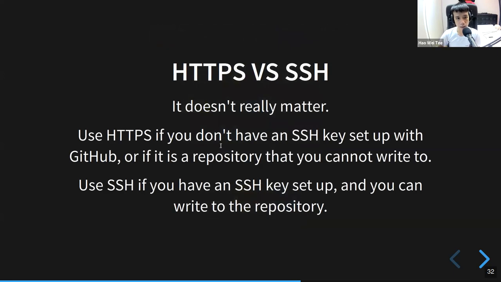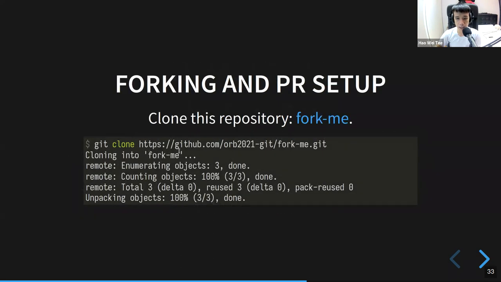HTTPS versus SSH. So I mentioned this earlier. If you have an SSH key set up with GitHub, then you should use SSH. Otherwise, you can just use HTTPS, right? If you're on Linux or Mac, I would prefer an SSH key. If you're on Windows, I would still encourage you to set this up, but it's a bit more difficult. So you can just use HTTPS with the Git credential manager, and that will let you avoid having to key in your username and password.